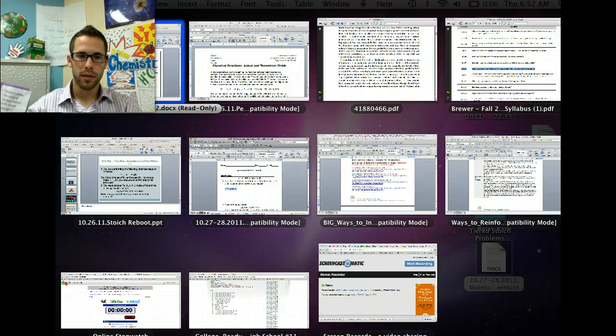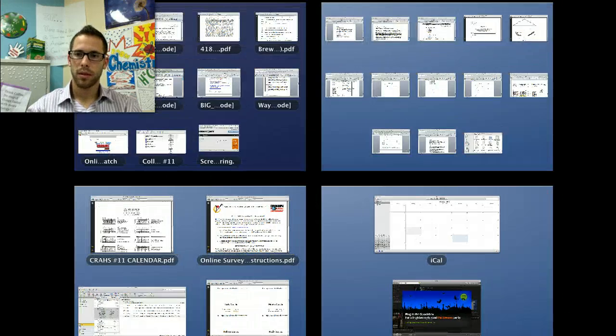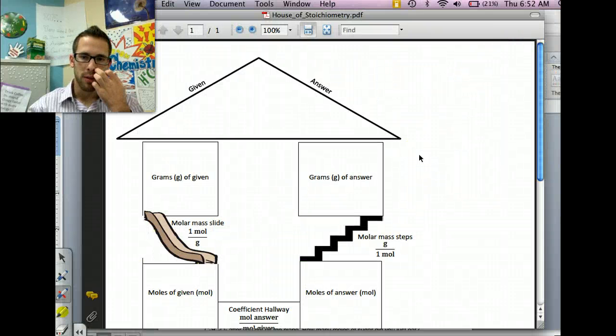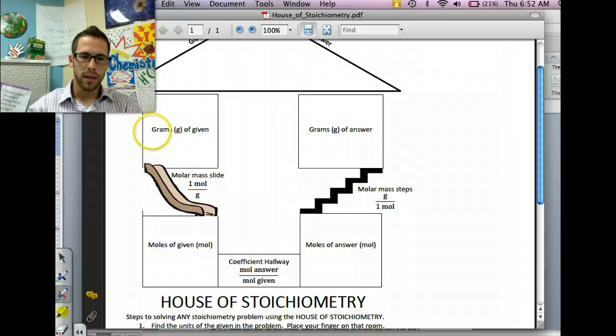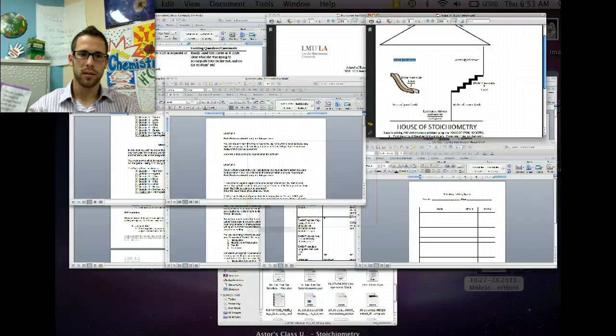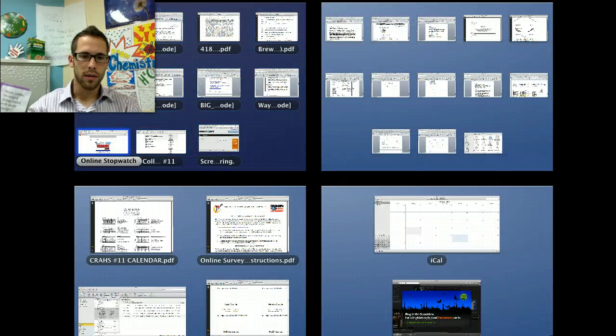Looking at our house of stoichiometry, this tells me when I have the grams of something given, I need to slide down the molar mass slide and find out the moles of the given before I can calculate the moles of the answer in the coefficient hallway, so that I can get moles of the answer, go up the molar mass steps to the grams of the answer. Because remember, it gives us the grams of the given, which is NH3, and it wants us to find the grams of the answer, which is N2F4. So I have to go down the slide, across the hallway, and up the stairs. Let's try it out.